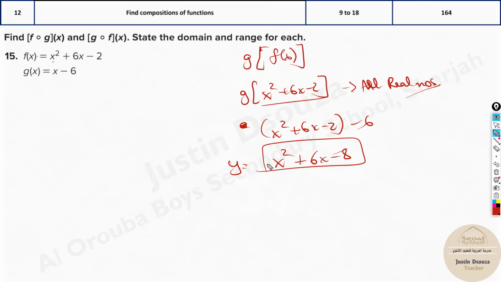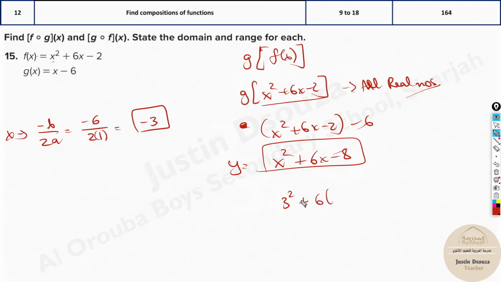After finding these both, for the range, solve the vertex using the minus b by 2a formula. Minus b is minus 6 divided by 2 times 1. And the answer will be minus 3. Here, this is the x-axis. Don't think this is the final answer. No, this is the x-axis. Now substitute it over here, instead of x, just put it in the calculator.